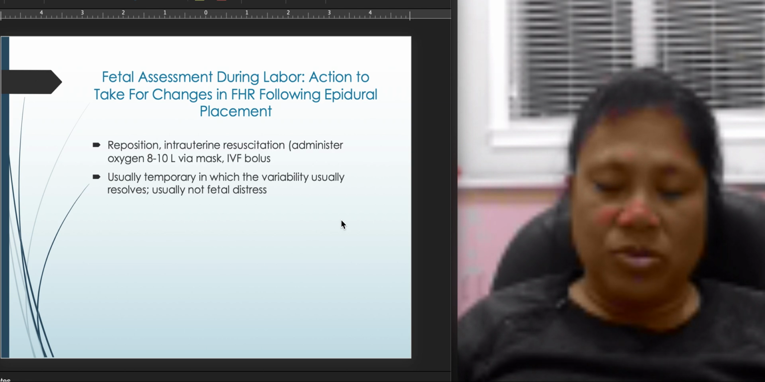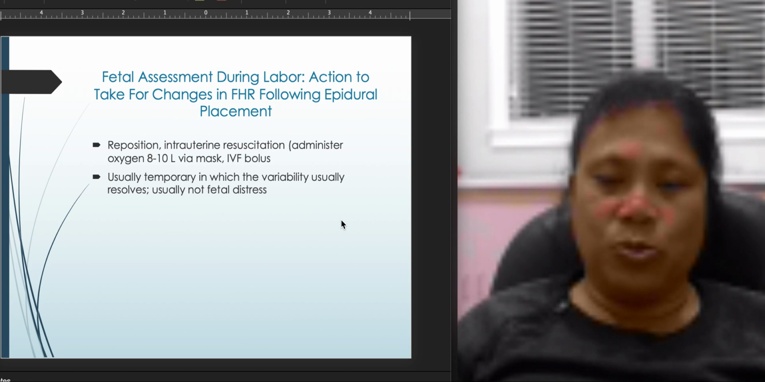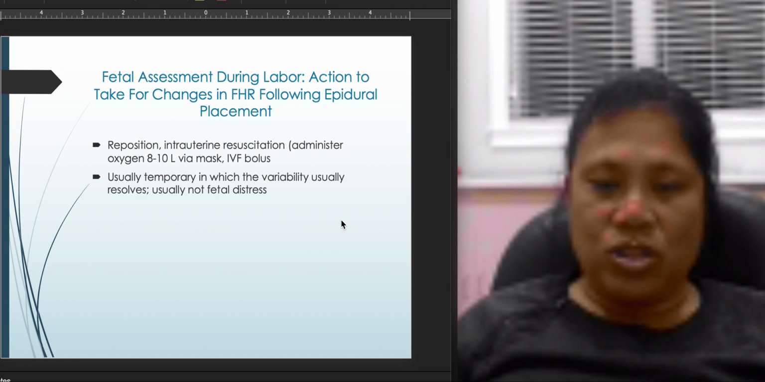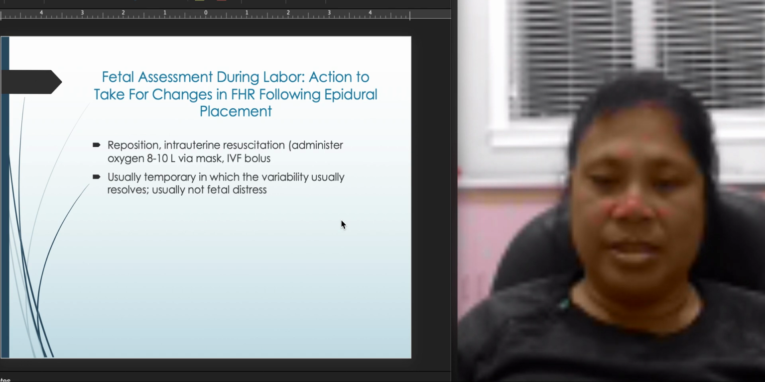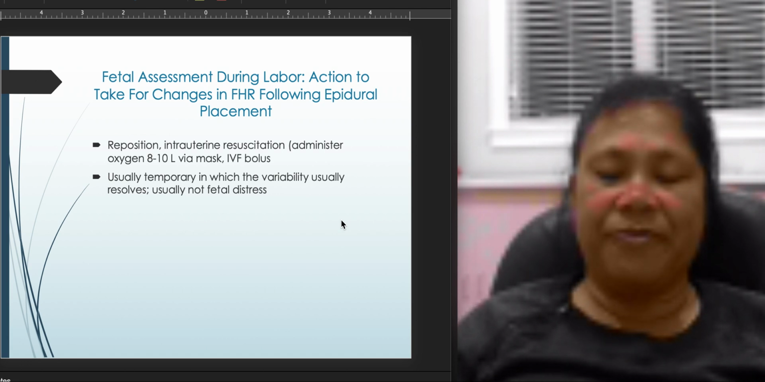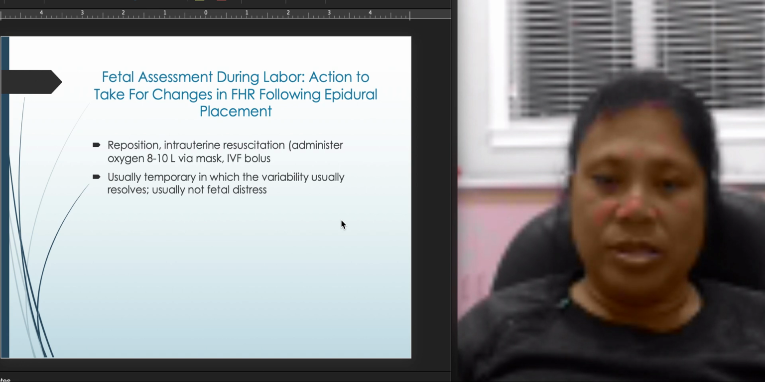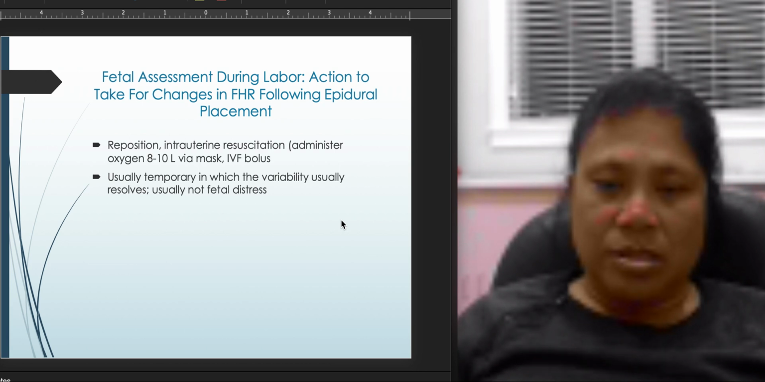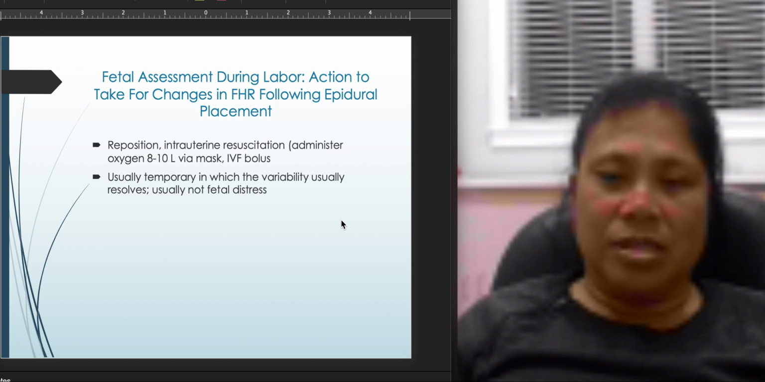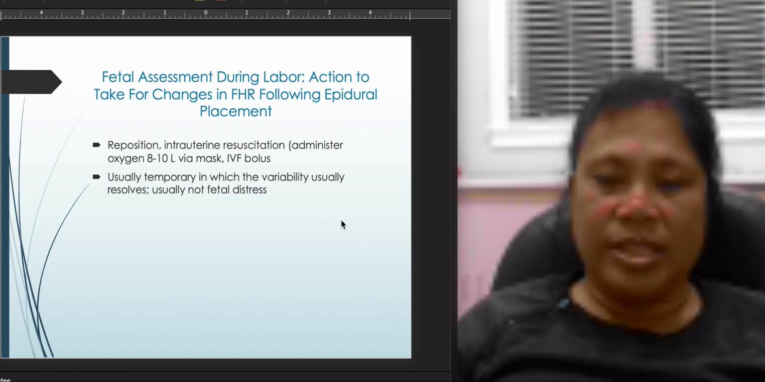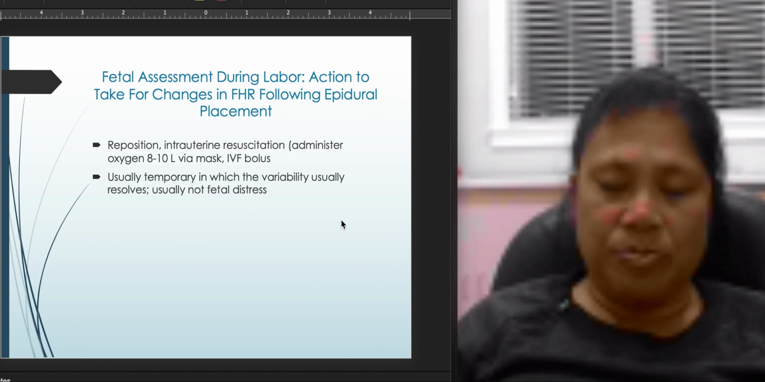In addition, you're going to monitor the fetal heart rate, because one complication that happens is that there's a possibility that the fetal heart rate may drop following the epidural placement. Usually it's just temporary, and it happens right at the moment once the epidural catheter is placed and medication is put in.